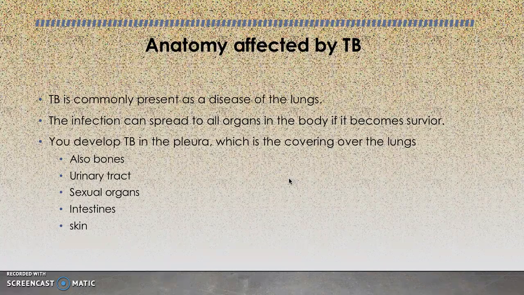So, the anatomy affected by TB. TB commonly presents as a disease of the lungs. The infection can spread to all organs in the body if it becomes severe. You can develop TB in the pleura, which is the covering of the lungs, and it also develops in bones, the urinary tract, sexual organs, intestines, and your skin.